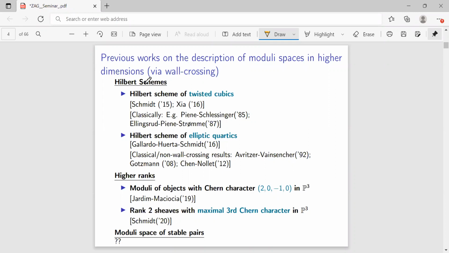So this was for the Hilbert scheme, but also for moduli spaces of objects of higher rank, there are these examples of moduli spaces with Chern character (2, 0, -1, 0) in P3. This is due to Jardim and Maican. And also for rank 2 sheaves with maximal third Chern character in P3, it is due to Benjamin Schmidt. And I don't know any example of a moduli space of stable pairs to list here.